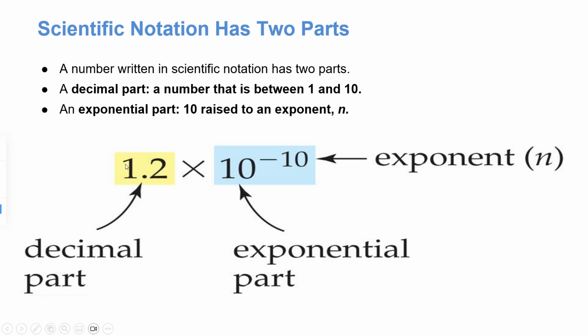Now with this decimal part, there can only be one number to the left of the decimal because it's a number between 1 and 10. So it has to be less than 10. 9.9 is the highest number, or 9.99999 would be the highest number. Only one digit can be to the left of the decimal.